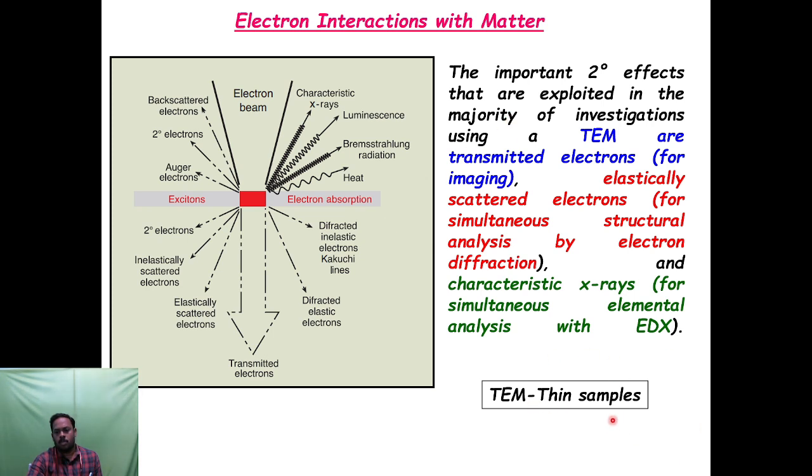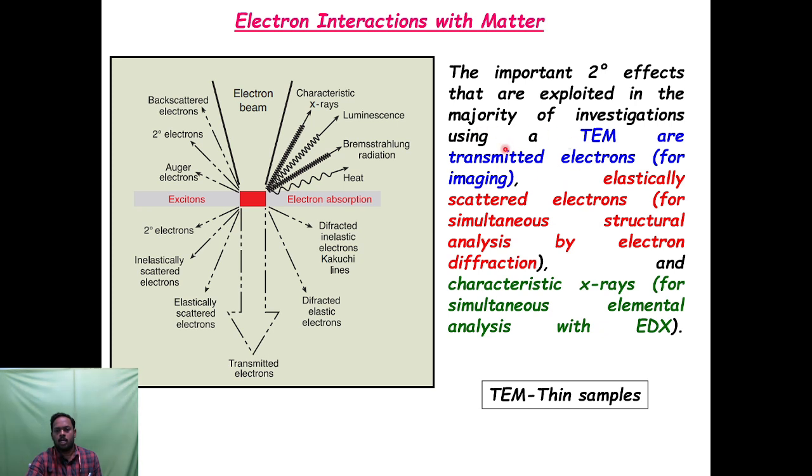Thin samples are usually analyzed by transmission electron microscopy, and we can analyze the sample with atomic level resolution using transmission electron microscopy. That depends mainly on the beam energy and the lenses and the detectors used in the instrument. Here the important secondary effect in thin samples is transmitted electrons.